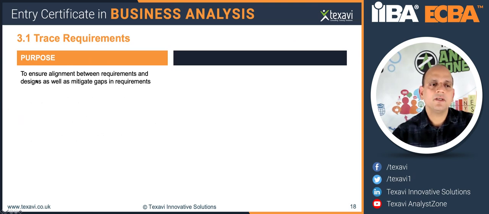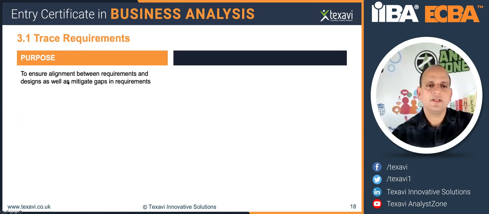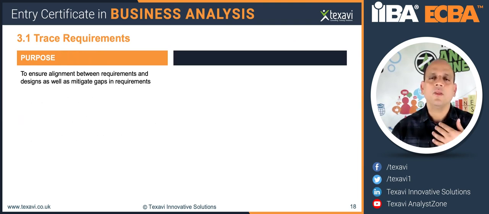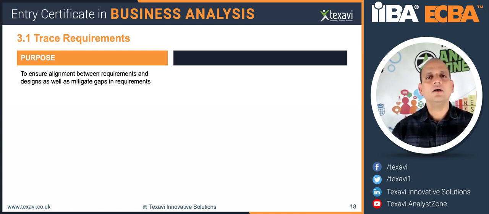So the purpose of this particular activity, tracing of requirements, is to ensure that the requirements and design are aligned. Whatever you're proposing in terms of the way you perform something, the architecture, the high level design, low level design, the technology suite or technology stack, all of them are in line with what is required of this product or the platform or the application.